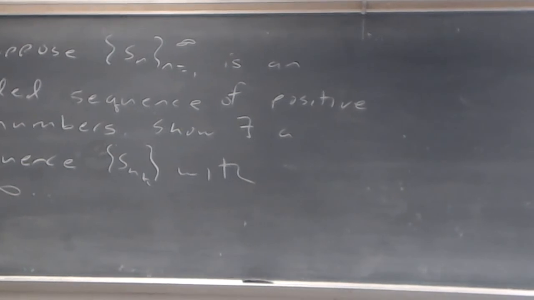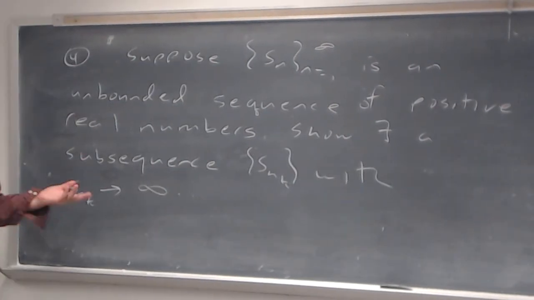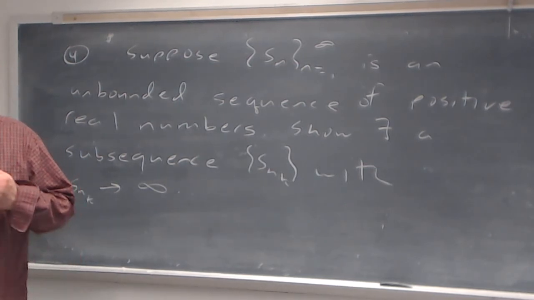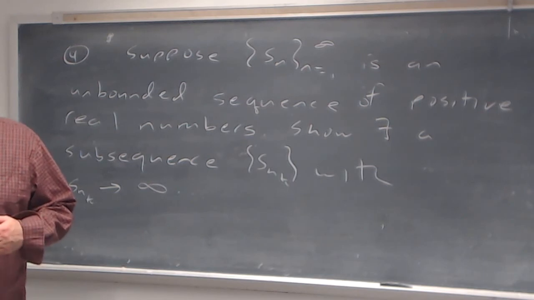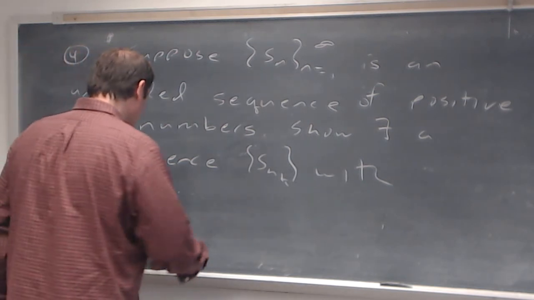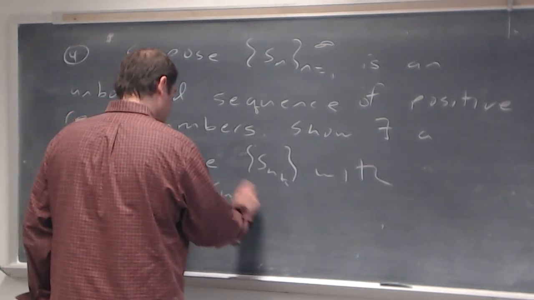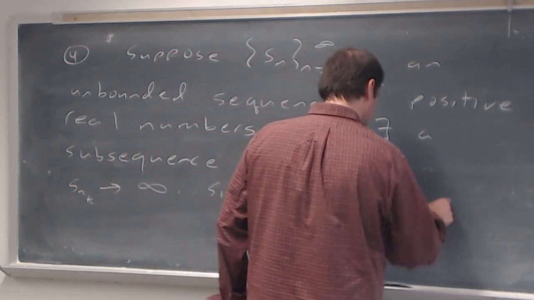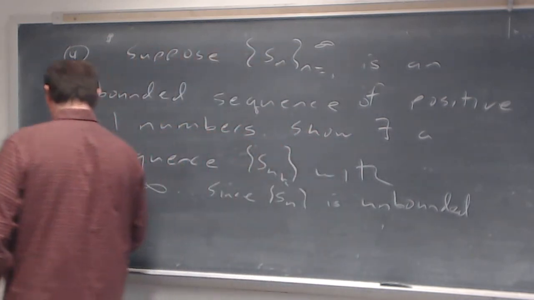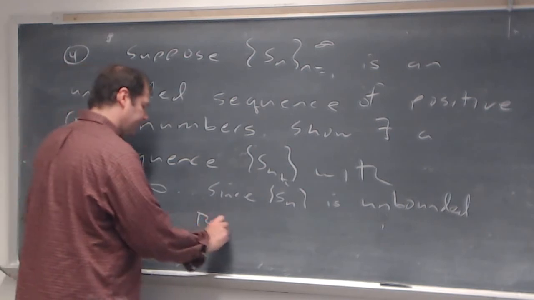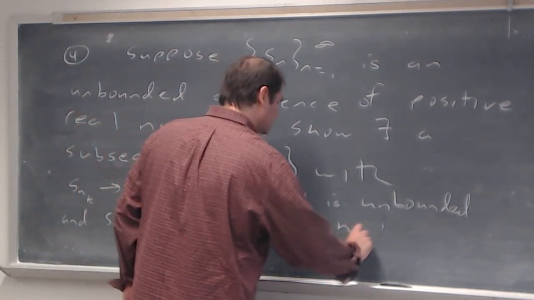So if you give me some real number M, how do I know that I can get a term from the sequence bigger than it? Well, if it's unbounded, that ought to help. My job is to create a subsequence that tends to infinity, so I've got to work on creating the subsequence. Since S of n is unbounded, and S of n is always greater than 0, then S of n is not bounded above.